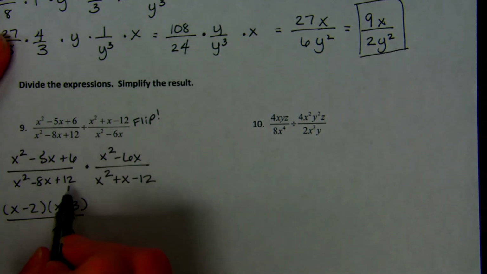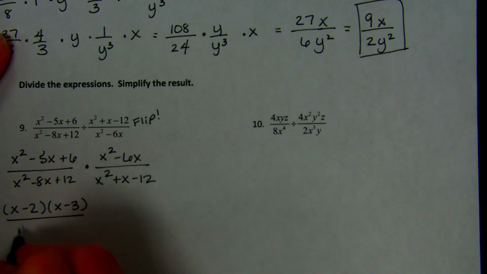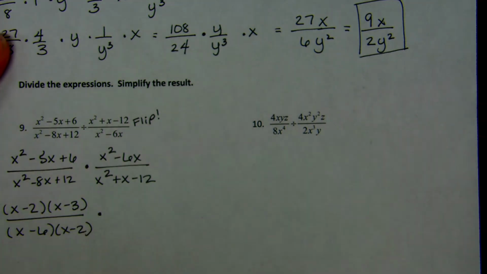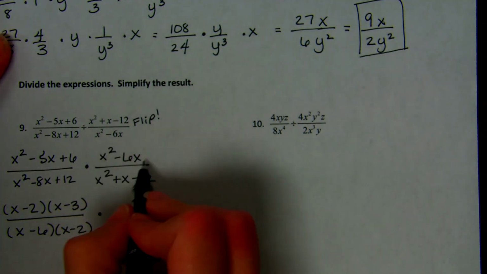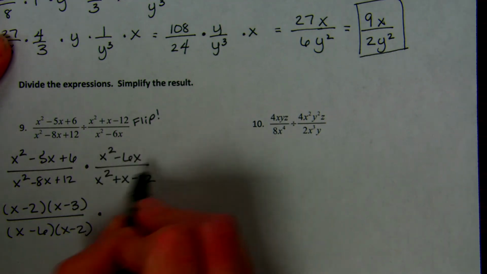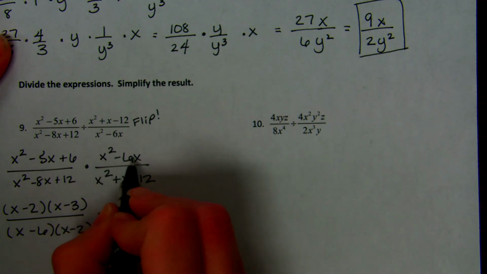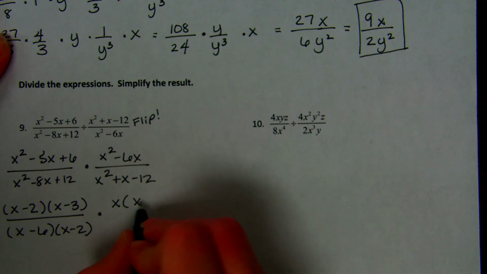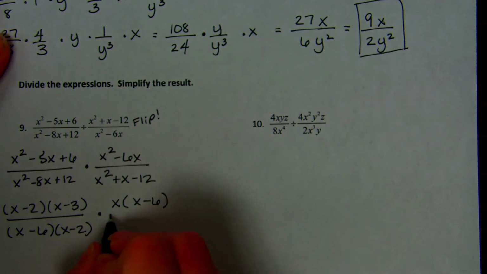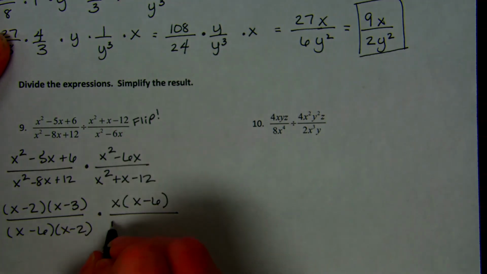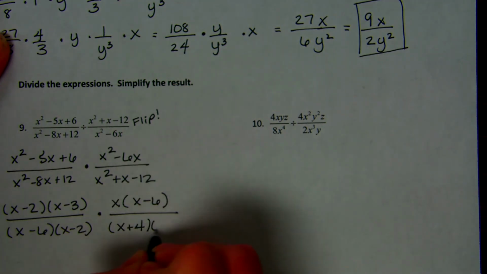Looking for numbers that multiply to 12 but add to negative 8, so that is x minus 6 and x minus 2. And then, again, this is not a trinomial, so I can't look for that c value. Instead, I ask: do x squared and 6x have anything in common? The answer is yes, they have an x in common, and I get x minus 6. And then things that multiply to negative 12 but add to positive 1x: that's an x plus 4 and an x minus 3.